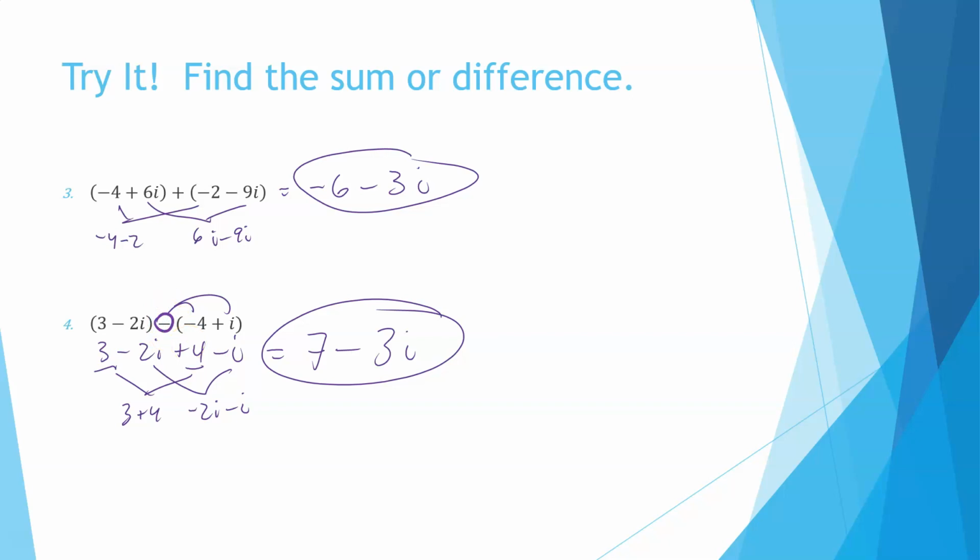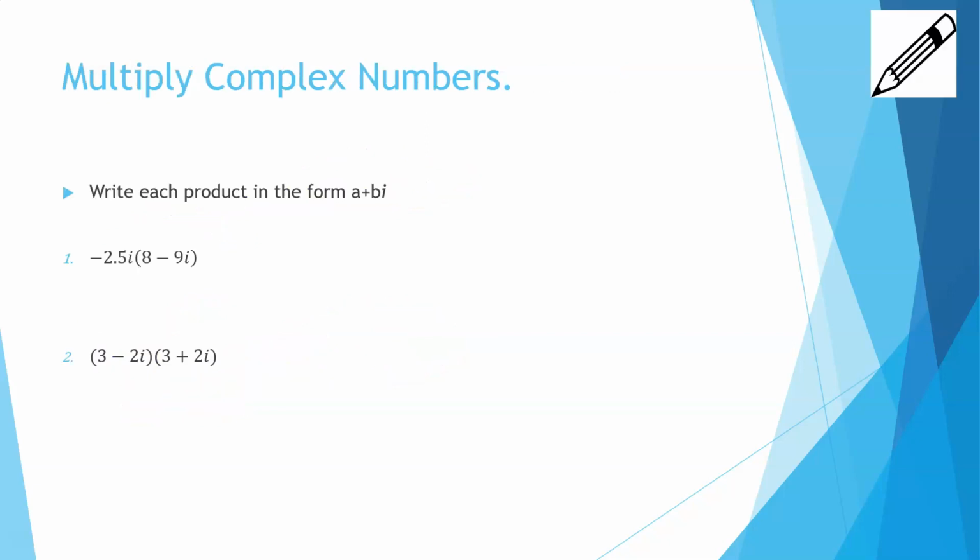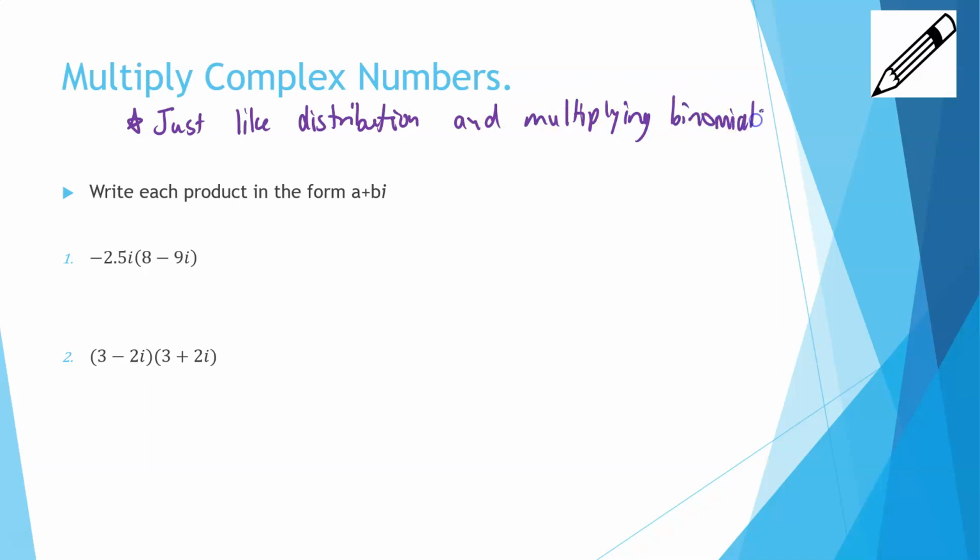Okay, last but not least, we want to be able to add, subtract, but we also want to be able to multiply today. Okay, and again, multiplying complex numbers is just like distribution and multiplying binomials. But this is the one time where if you ever have an i times i, we need to remember what we wrote down. And that's if you ever end up with an i squared, it equals negative 1. So you will always replace that. Never leave an i squared in an answer.